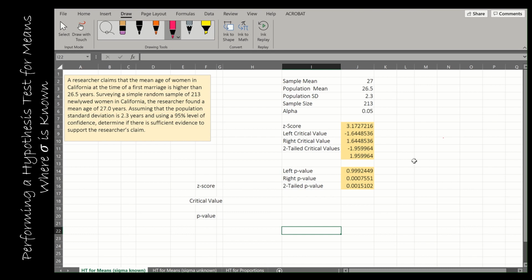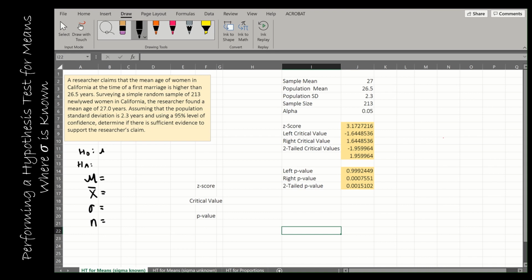So again, what I'm looking at here is a question that says the mean age of women in California is higher than 26.5 years at the time of their first marriage. Surveying a simple random sample of 213 newlywed women in California, the researcher found the mean age of 27 years. As you're reading through this, you should be thinking about, what's the mean age that I'm expecting to happen? What's the sample mean that I have found? What is the standard deviation of the population? What is the sample size? And then of course we're going to be writing our hypotheses.